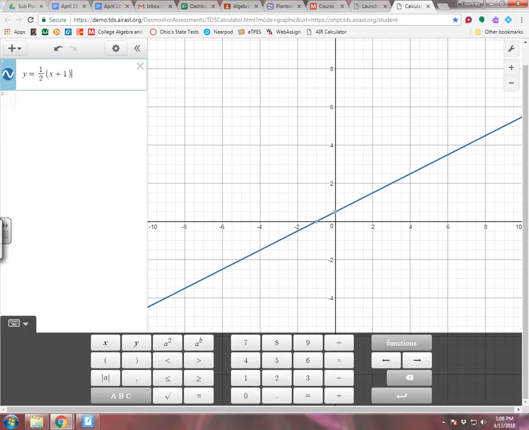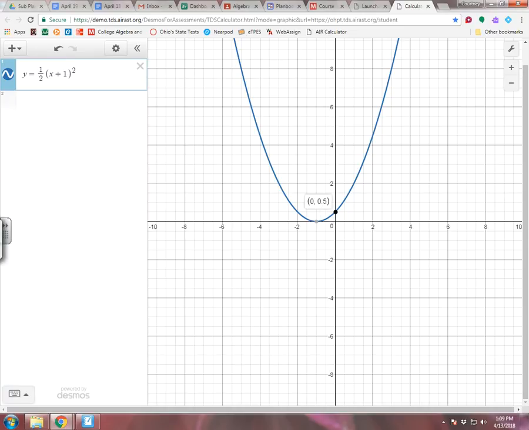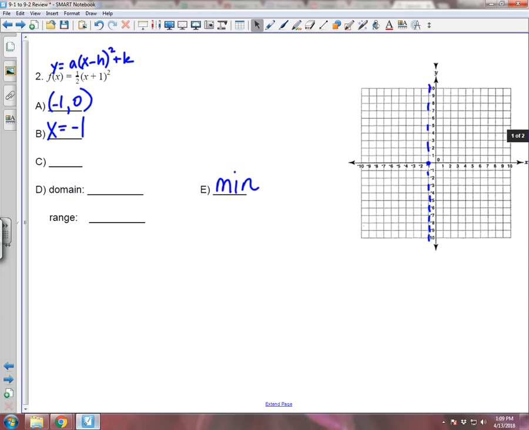How's it look, guys? Everybody's good? Sure? All right, letter C wants to know the y-intercept. 0, 0.5. So let's put that on there. 0, 0.5. And that is 1 box away, isn't it? So we'll go 1 box away. Gives me a symmetrical point.